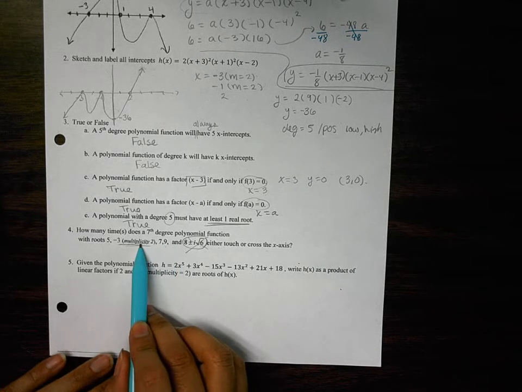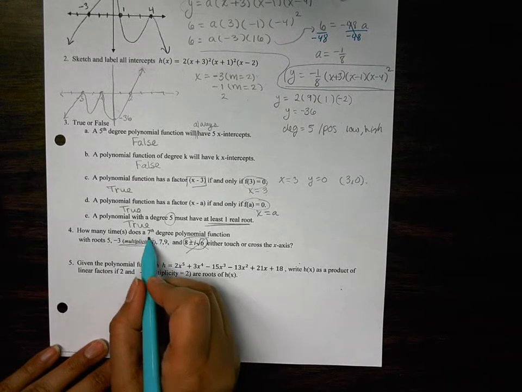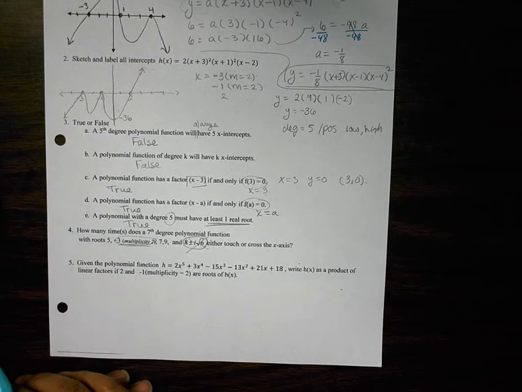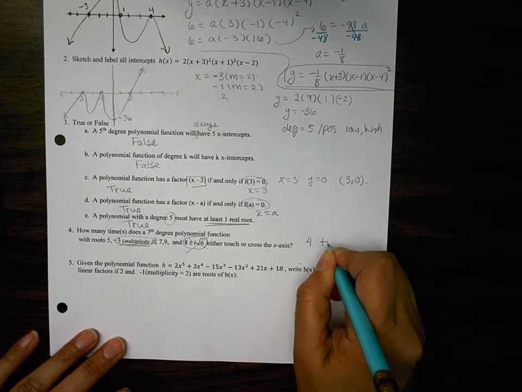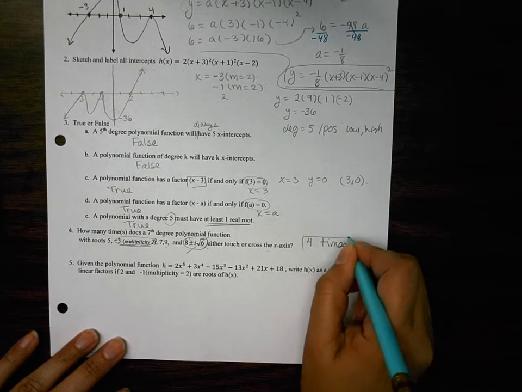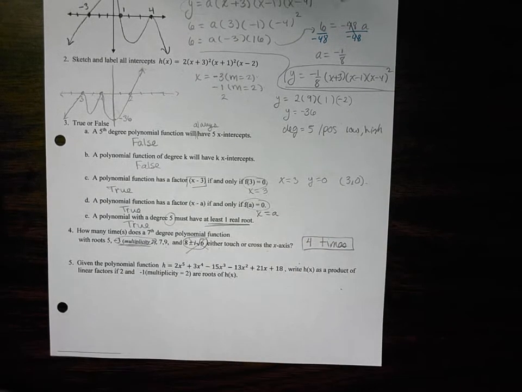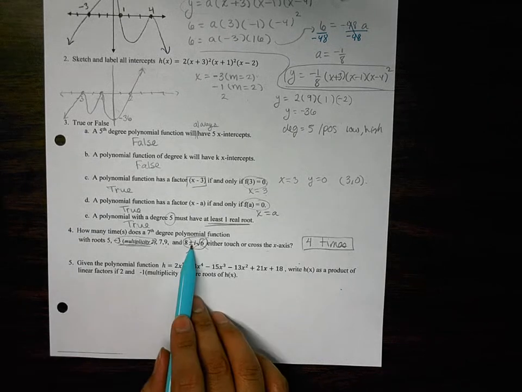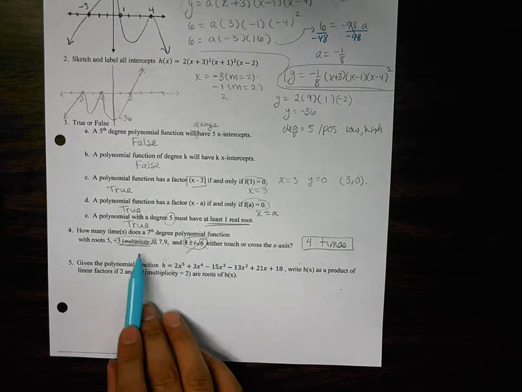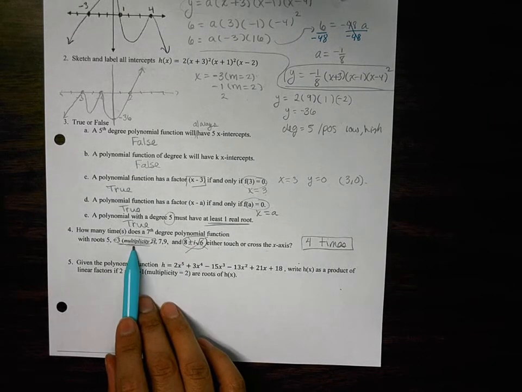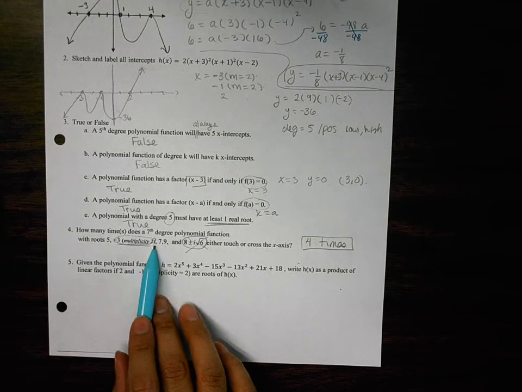Does a bounce count as 2 touches? Does it come back and touch it again? It only touches it once. So this is only once. So how many times? 4. Why? This one doesn't count. That was 2 of them right there. And that double root only counts as 1. So 1, 2, 3, 4.